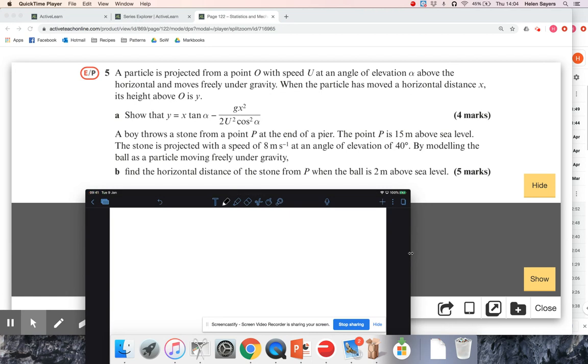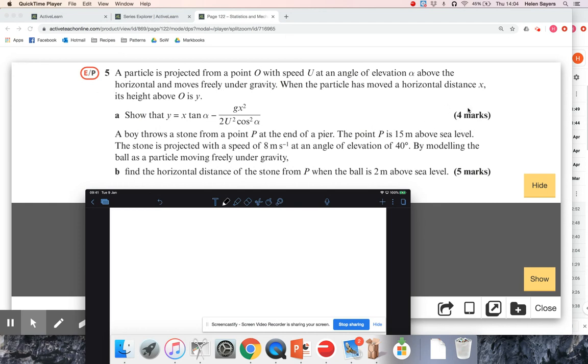Okay, so we're looking at the second year stats and mechanics textbook, and we're on chapter 6, which is projectiles, looking at exercise 6D, which is projectile formulae. So we're up to question 5, and this, I think, is the first exam question. They've all been problem solving because this topic is basically all problem solving.